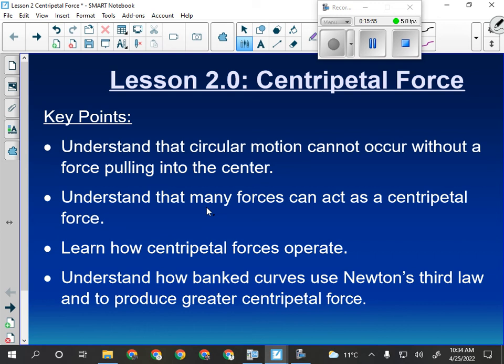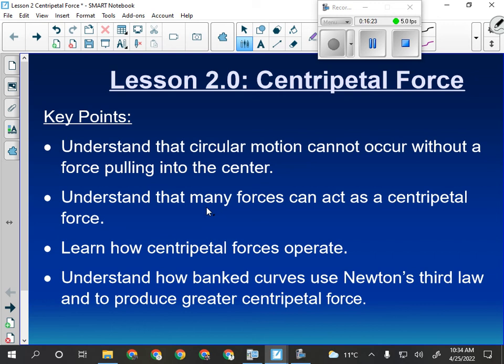And we're going to look at how those operate, and then we're going to look at unbanked curves, which are corners that are flat, and banked curves, so corners that are elevated, right? So exit ramps, like the one out here to get on Highway 2, that's a banked curve, okay? So that on-ramp that we take, that goes around the corner and then gets on, that's a banked curve. Right? Banked curves are designed to use centripetal force to make it safer to traverse the corner.